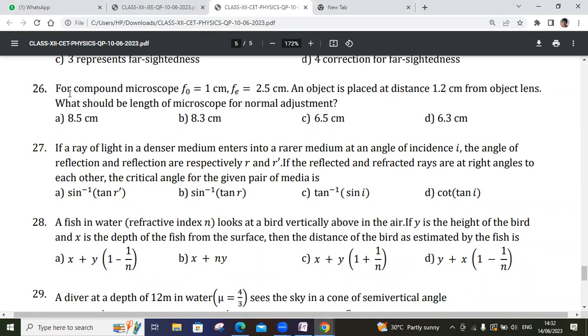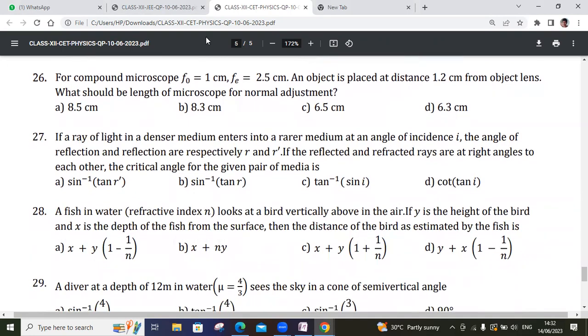Then we have the 76th problem, for the compound microscope. Fo is 1 centimeter, Fe is 2.5 centimeter, and the object is placed at a distance of 1.2 centimeter from the objective lens. What should be the length of the microscope for normal adjustment?